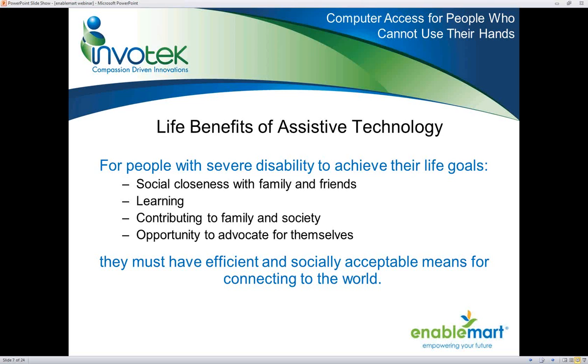All of us, whether we have a disability or not, it's really important for us to have a social closeness with our family and friends, to have the opportunity to learn, to have the opportunity to give back, to use the gifts that we have to make a difference in other people's lives. And people need to be able to advocate for themselves. In order for them to be able to do those kind of things, it's really important that they have an efficient and socially acceptable means for connecting to the world.